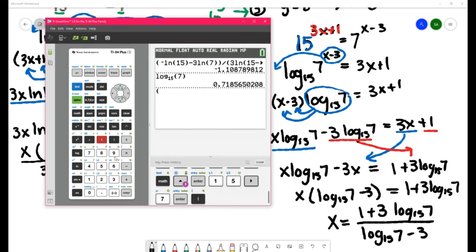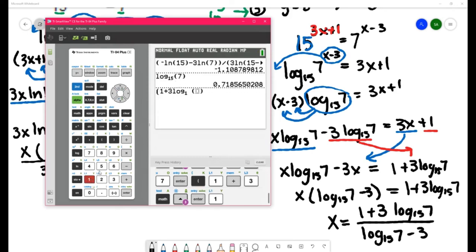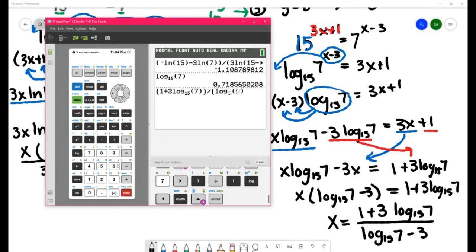We're going to put parentheses around our whole numerator. That's 1 plus 3, and we need that function in the hidden menu. We have log base 15 of 7, and I need to close parenthesis for that whole numerator. Then I'm going to divide. And I'm going to do log, oops, I need the special one. So math, go up to get to the bottom of the list. It's log base 15 of 7 minus 3, and we'll close parenthesis for the whole denominator.